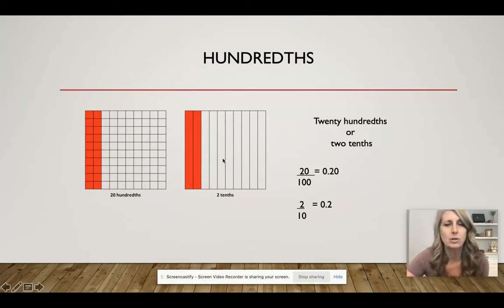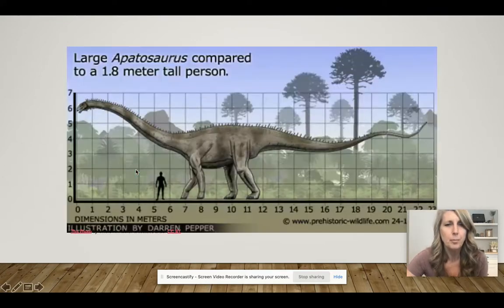And we also have talked about tenths. Tenths means that if you had one whole and you split it up into 10 parts, each part would be a tenth. We would need 10 tenths to make a whole. We would need 100 hundredths to make a whole. But what if we were to think about it as a linear amount?